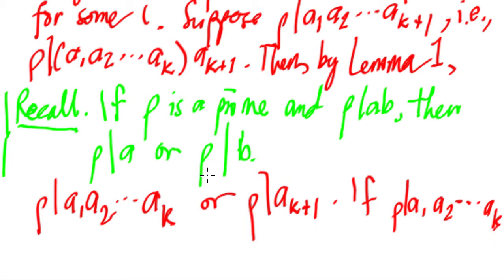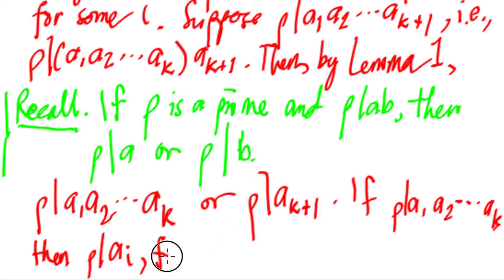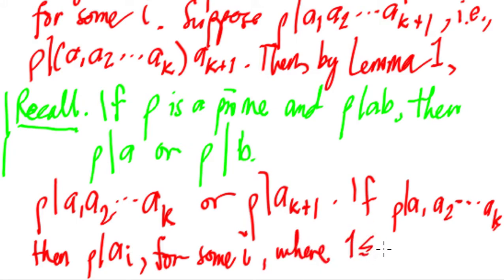so therefore we say that p divides some certain a sub i, because a sub i is surely between this string of factors here for some i. Okay, where, if you want it to be very clear, i is between 1 and k.